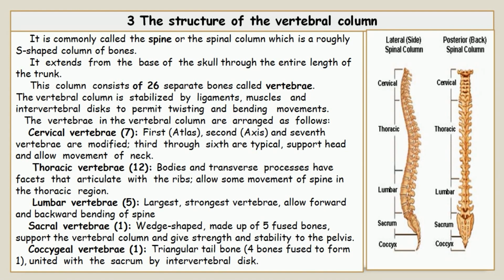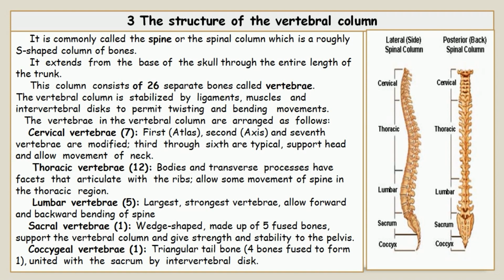The vertebrae in the vertebral column are arranged as follows. Cervical vertebrae: first, atlas; second, axis; the first, second, and seventh vertebrae are modified. Third through sixth are typical. They support the head and allow movement of the neck.